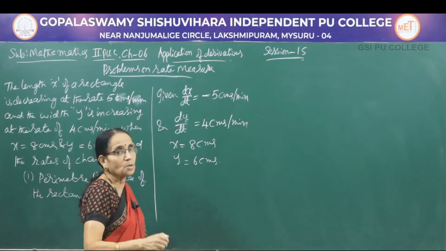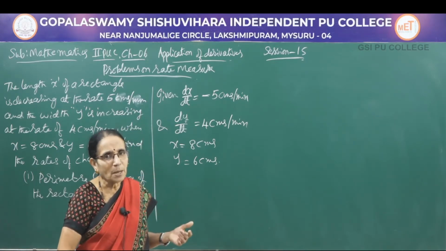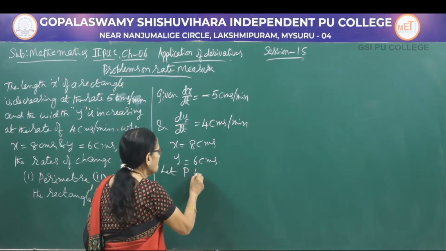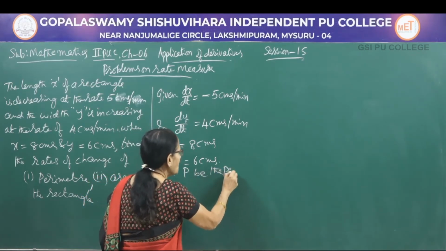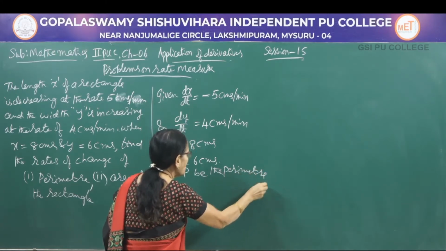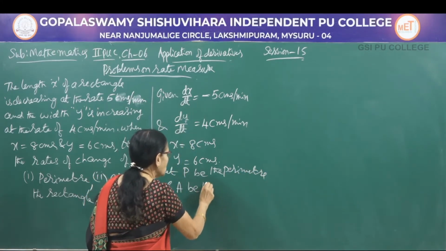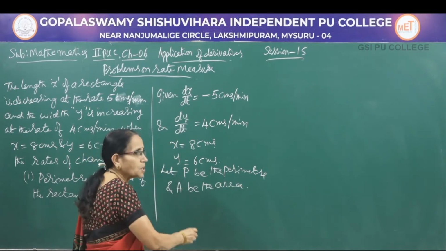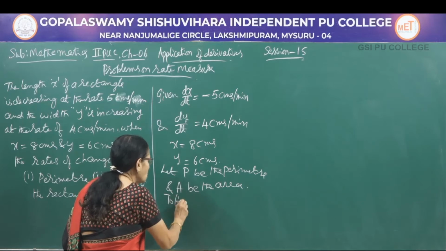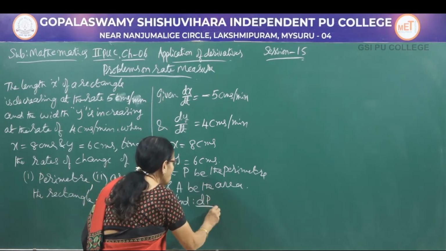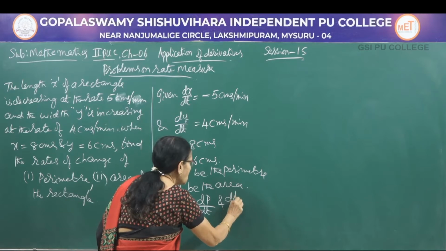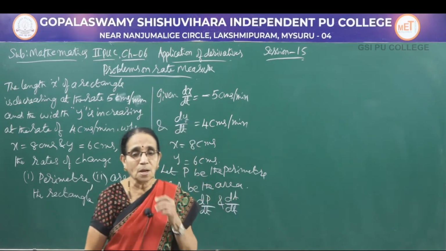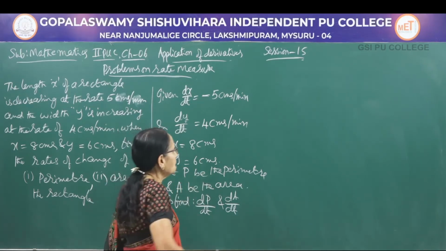Now let us denote. Usually the perimeter we take as P and area as A. So, here let me make the notations. Let P be the perimeter, and capital A be the area of the rectangle. So, what has to be calculated now? You have to find out dP by dt and dA by dt. That is, rate of change of the perimeter and rate of change of the area. Now, let us start one by one.